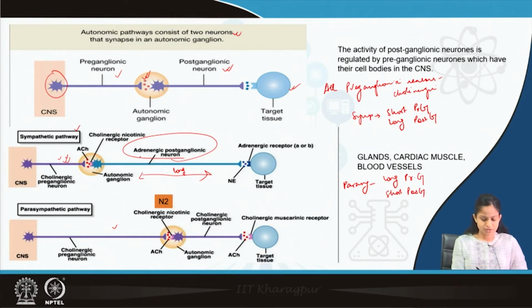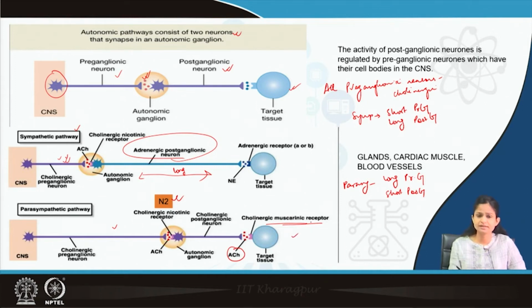Now, the cholinergic receptors, the receptors for acetylcholine, are the nicotinic receptors and the muscarinic receptors. The nicotinic receptors are present in the autonomic ganglion. Here generally we get the N2 nicotinic receptors; N1 receptors are present in the skeletal muscles. And the cholinergic muscarinic receptors, obviously in case of the parasympathetic pathway, the postganglionic neurons will secrete acetylcholine. When it secretes acetylcholine, this usually binds to the muscarinic receptors present in the target tissue.